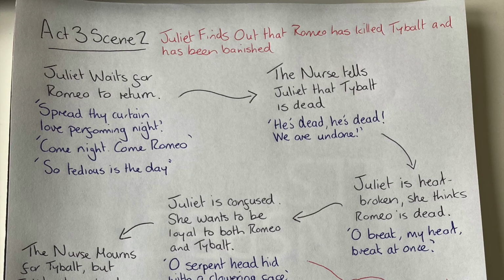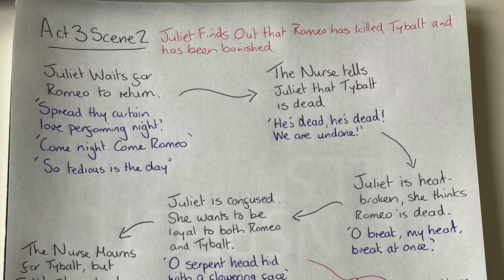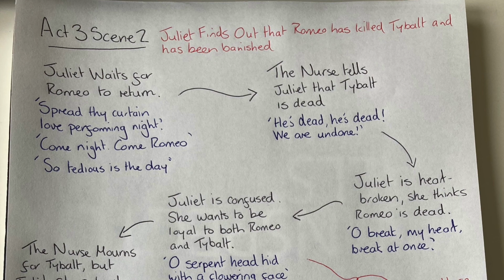Okay, so at the end of Act 3, Scene 1, we have the proclamation from the Prince that Romeo is banished from Verona. He's not going to be punished by death, which is what the initial sentence was going to be. He's going to be punished by exile. So in Act 3, Scene 2, we have Juliet's reaction to this.